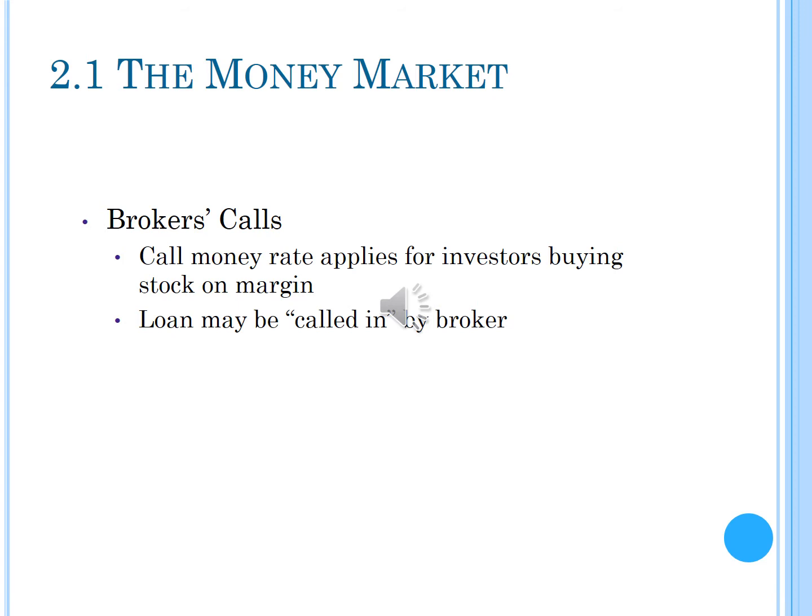The last key point we want to look at under the money markets is brokers' calls. Individuals who buy stocks on margin borrow part of the funds to pay for the stocks from their broker. The broker in turn may borrow the funds from a bank, agreeing to repay the bank immediately on call, hence the name, if the bank requests it. The rate paid on such loans is usually about 1 percentage point higher than the rate on short-term T-bills.